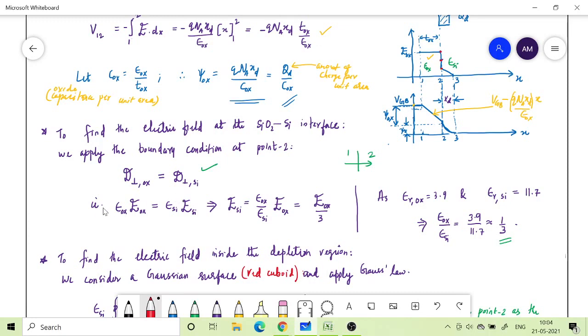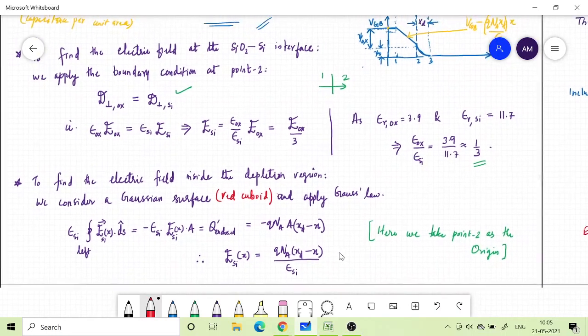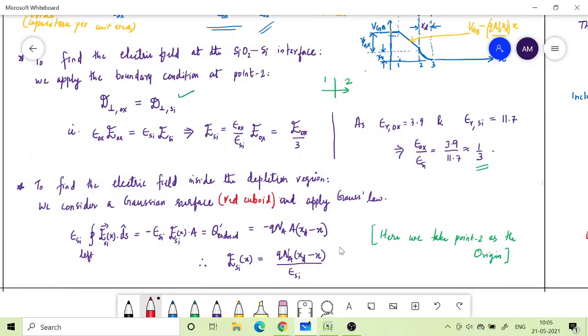So that is obtained by using this boundary condition. And so we consider the red cuboid. Again we do the Gaussian integration, where only the left surface is going to have non-zero electric field, and we need to use epsilon silicon here, and then every procedure is the same. The only difference is that now we are considering the red cuboid, and the charge enclosed is going to be less, because the enclosed region has charge only from x to xd.